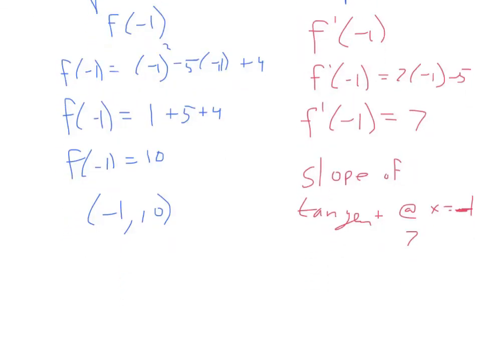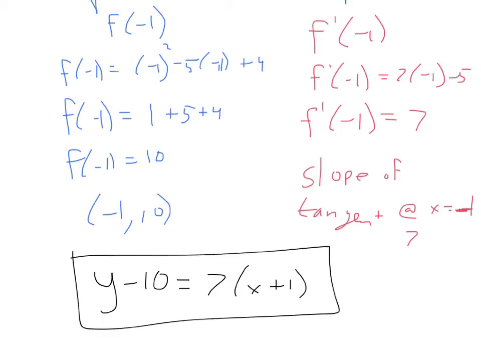Okay. So if I wanted to write the equation of this tangent line, I just use point slope form. Y minus 10 equals 7 times x minus negative 1, so x plus 1. So that's how we do this. Okay.